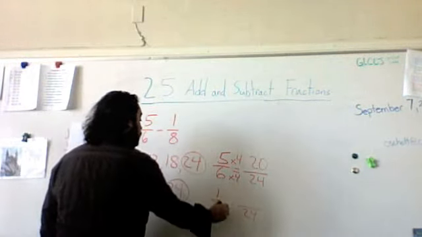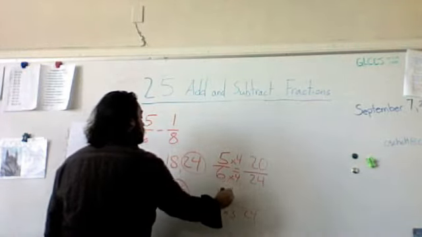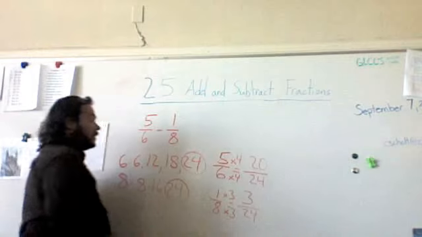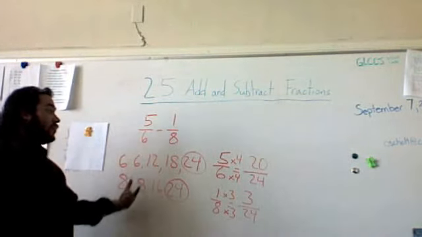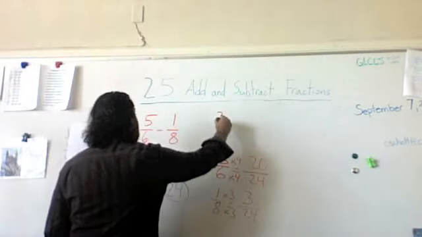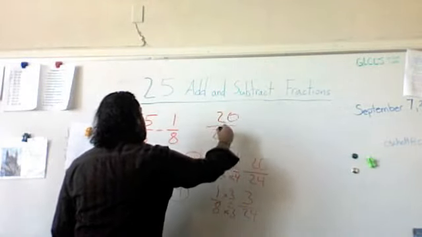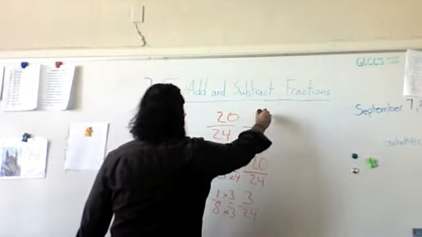Again, we're going to do a little multiplication. 8 times 3 is 24. 1 times 3 is 3. Now that we have our equivalent fractions, we're just going to rewrite the problem as it was. 5/6 becomes 20 24ths. 1/8 becomes 3 24ths.